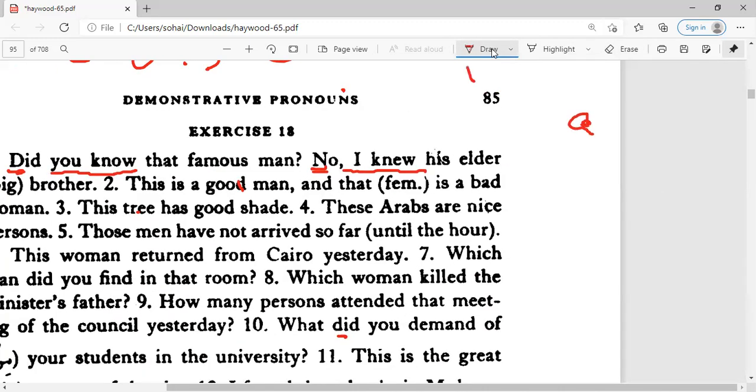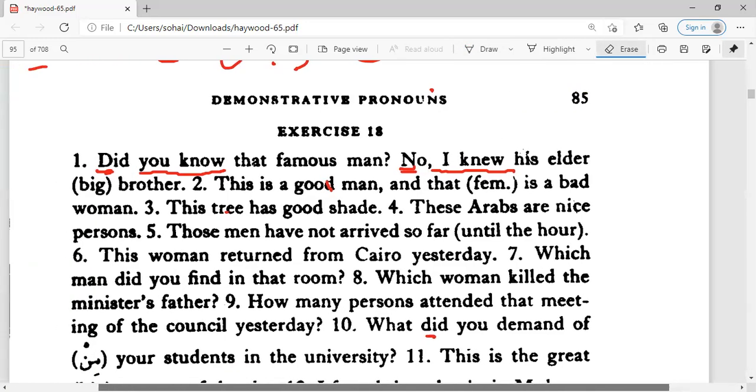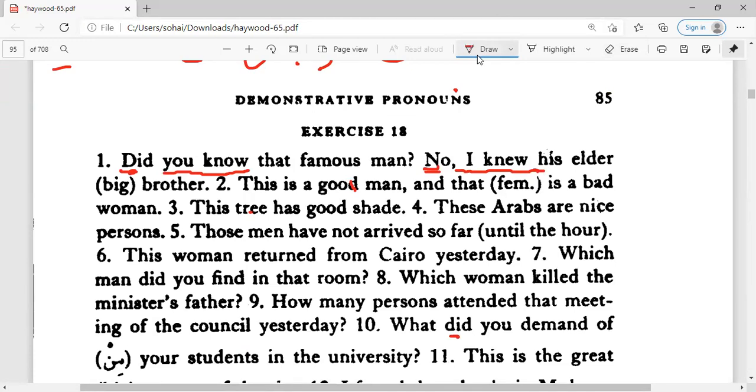You are a student. You are students. تلاميذك في جامعة. Okay. Look, جامعة. Oh man, what's happening here? It's not working properly. Okay. We say ماذا طلبت or ma talabta. Okay. ماذا طلبت.